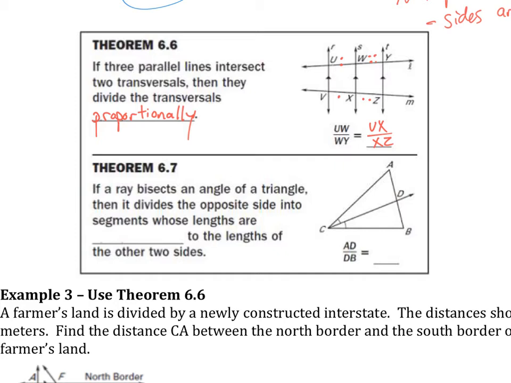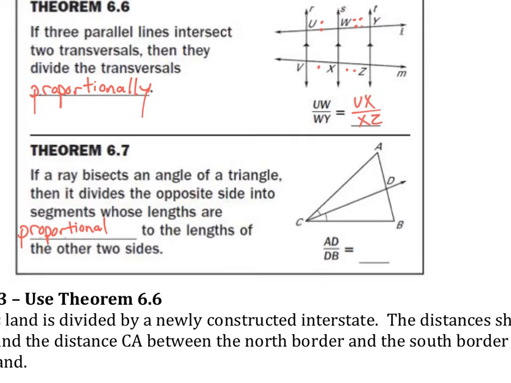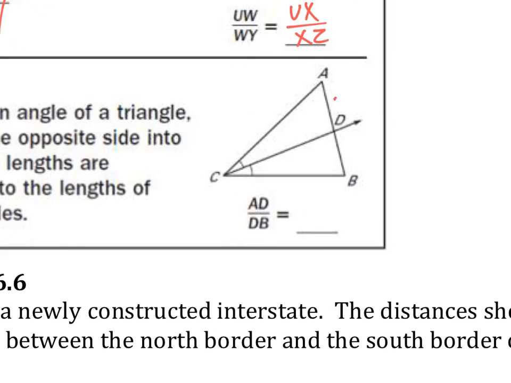And theorem 6.7 says if a ray bisects an angle of a triangle, then it divides the opposite side into segments whose lengths are proportional to the lengths of the other sides. So here, if a ray bisects an angle, we would know that AD over DB is equal to AC over BC.